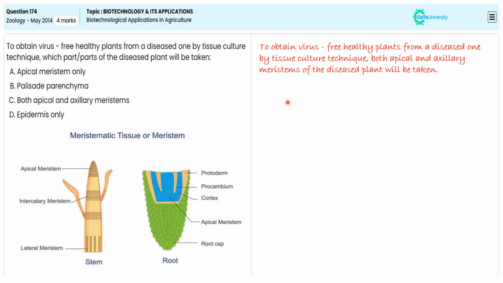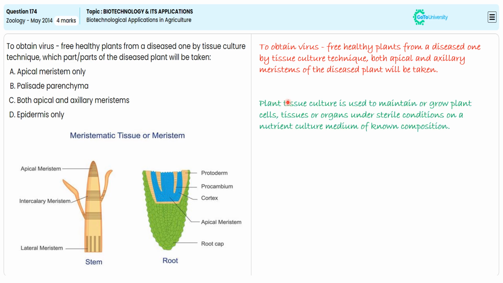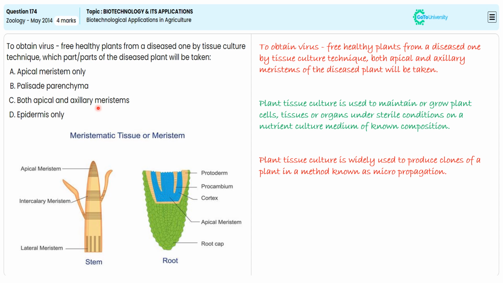Plant tissue culture technique is used to maintain or grow plant cell, tissue or organ under sterile conditions on a nutrition medium of known composition. Plant tissue culture technique is widely used to produce clones of plants in a method known as micropropagation. With this specification, we choose option C as the correct answer to secure 4 marks.